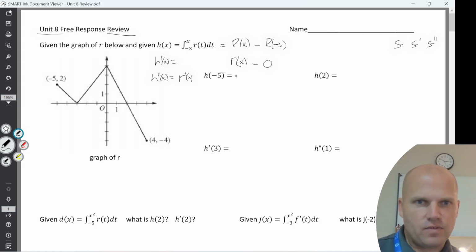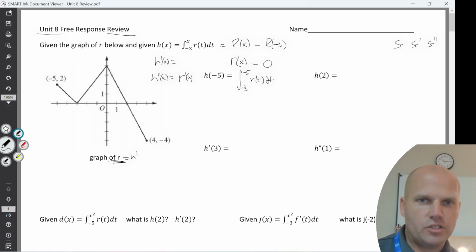But if I start at h of -5, I'm going to understand that big R of -5 minus big R of -3 is not something I find because I have the graph of R. Well, it turns out r is the same as h prime. We could write this as h prime. But the way to actually complete this is understanding that sometimes you can find accumulations geometrically. Since these are all straight lines, I can actually look at the accumulation of r from -3 to -5.